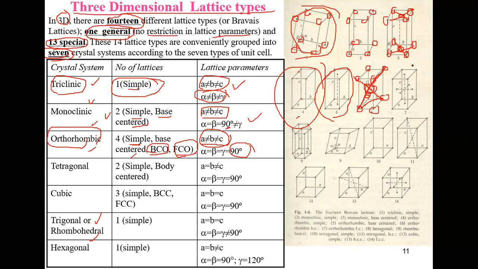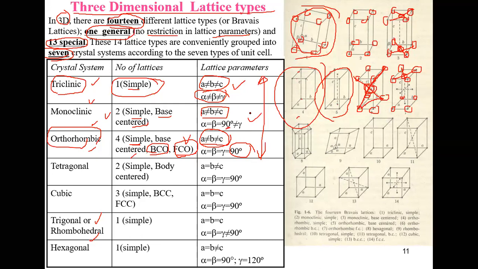And then in face-centered orthorhombic, atoms will be located at the corner, as always. And in addition to the corner atoms, atoms will also be located at the center of every face. As you know, this 3D unit cell has 6 faces. So in addition to the corner atoms, atoms will be located at the center of every face. And this is called face-centered orthorhombic. So we have already covered 7, half of the space lattices.